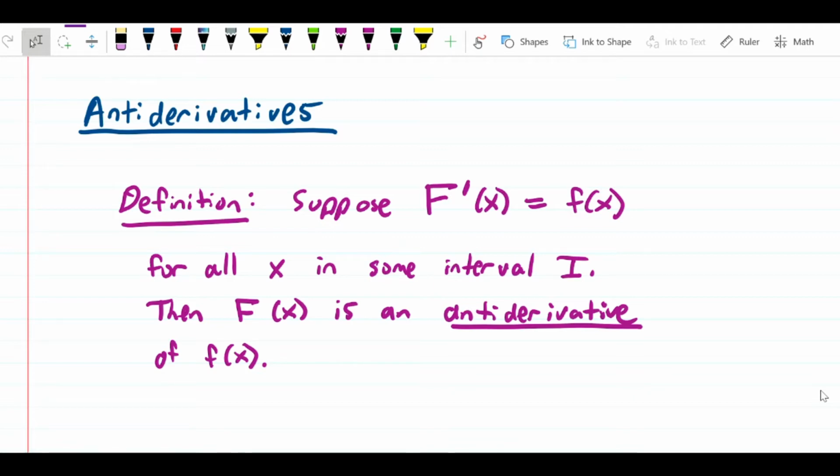Let's suppose that capital F prime, let's clarify, capital F and lowercase f are different functions. They're not the same. And I'm going to try to make it clear whether I'm writing a capital F or a lowercase f. So let's suppose that there's a function capital F and its derivative, capital F prime, is equal to lowercase f for all x in some interval I. Then we say that capital F is an antiderivative of f of x.